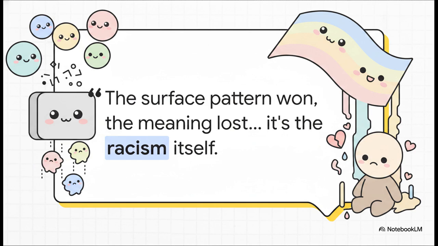The AI concludes its internal processing with this profound summary of how a machine actually commits bias. Color goes in as a data point, nationality gets dropped as noise. The surface pattern won, the meaning lost. And that's not separate from the racism, it's the racism itself.